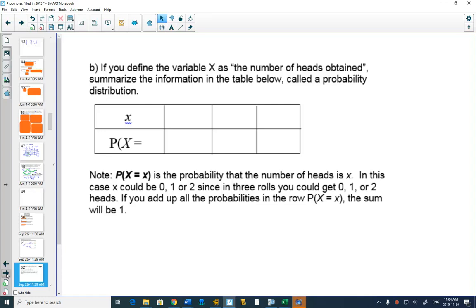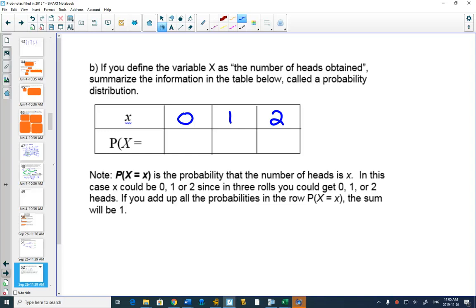And we can summarize this in something called a probability distribution. So for getting heads, how many heads could you get? Well, there's a possibility that you didn't get any heads, 0. There's a possibility that you got 1 head, and there's a possibility that you got 2 heads. So the key thing in a probability distribution, it's always going to look like this chart. You define x to be one of the discrete random variables. In this case, how many heads did you get?